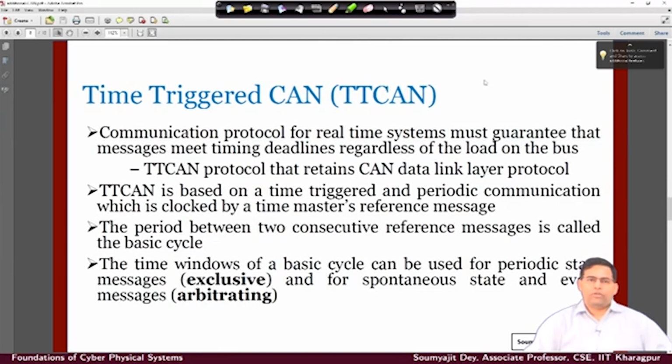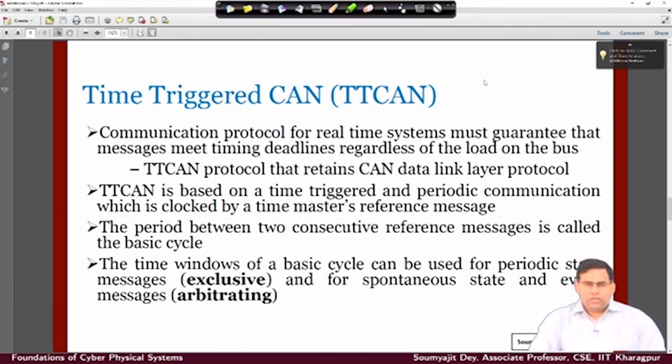One option is to have time triggered CAN, TT-CAN. So this retains the original CAN's data link layer protocol, but it also provides time triggering and periodic communication which is clocked by a time master's reference. So there is a time trigger based on which the communication happens. We are not going to the details of this. This is used in certain cases.